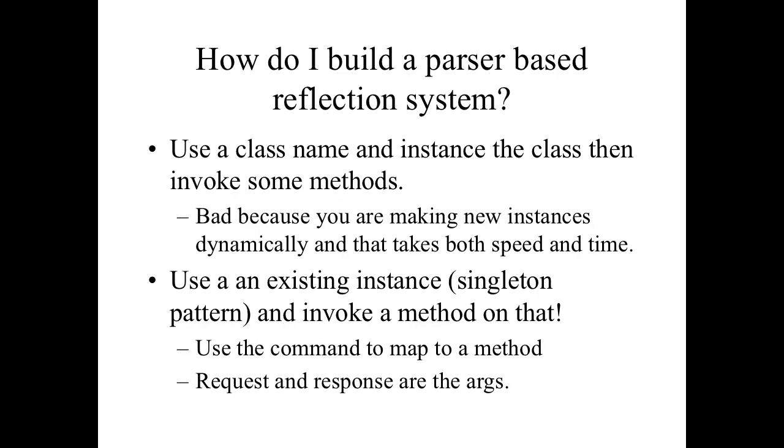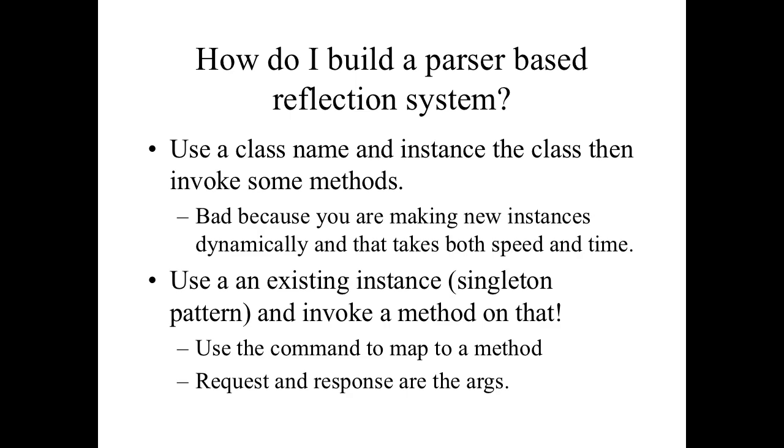So I can build a parser-based reflection system. I've done this before. I use a class name and an instance of the class, and then you can invoke the methods. But now you've got to make a new instance. You've got to do it dynamically. That takes both speed and time. You can keep that instance around, but the invocations are going to change the state of that instance. And if you want to use an existing instance, the singleton, and invoke the method on that, you've got the problem of what happens if two people are invoking methods on the same instance?